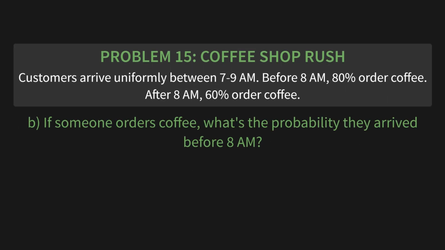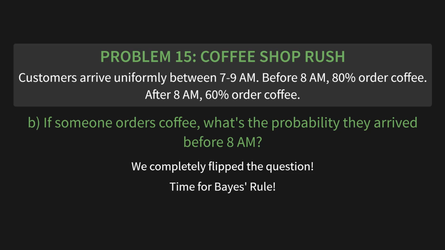Now here's where it gets clever. If someone orders coffee, what's the probability they arrived before 8 a.m.? We're flipping the question. Instead of given the time, what do they order? We're asking, given the order, when did they arrive? This is Bayes' rule territory.